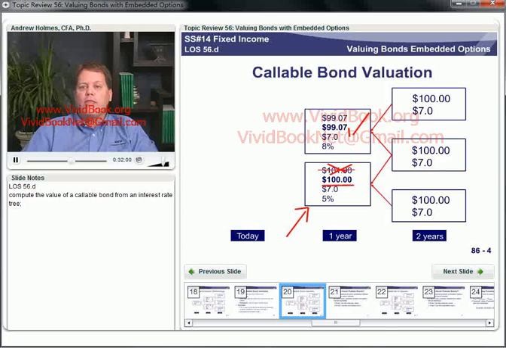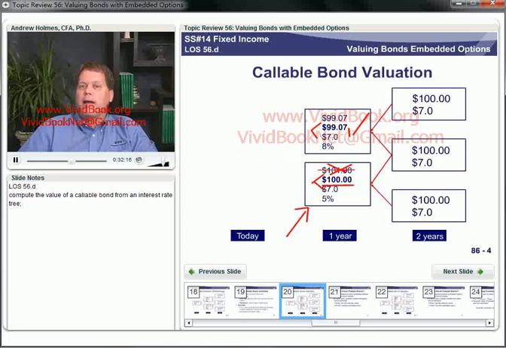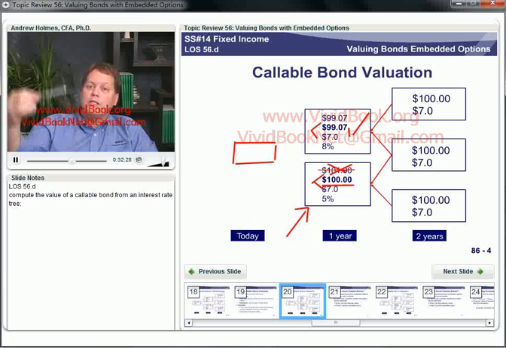And other than that, everything else is the same, because now as we go back to the 0 node, we've got a 50% chance of getting 99.07 plus the coupon, and a 50% chance of getting 100 exercise price plus the final coupon payment. We discount that back at 3%, and we get 103.43. Last time we did this, we calculated a value of 104.35. The value is lower for the callable bond.